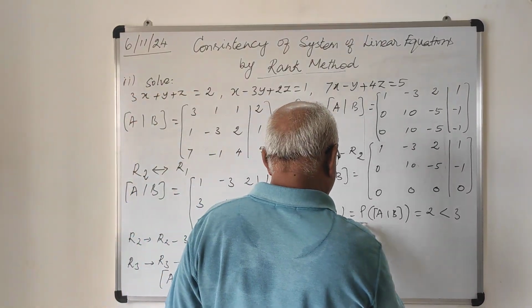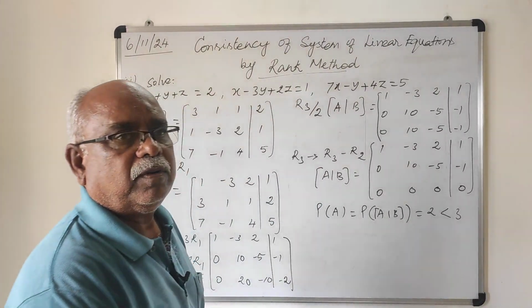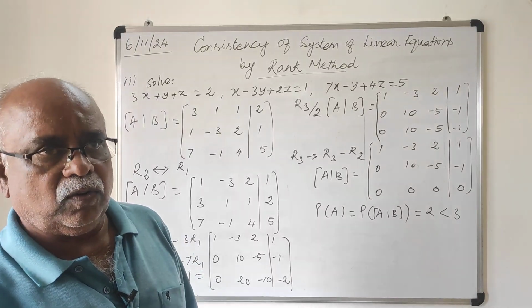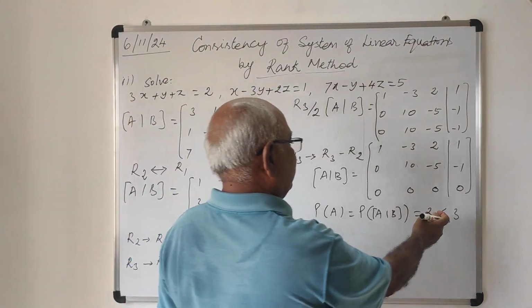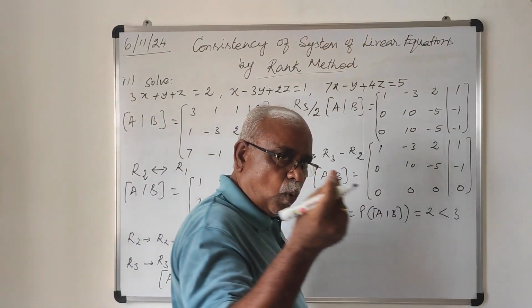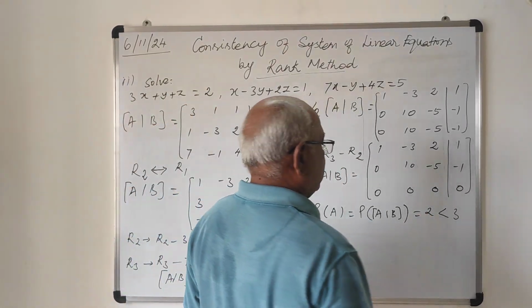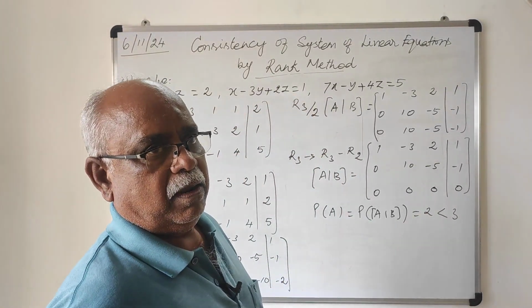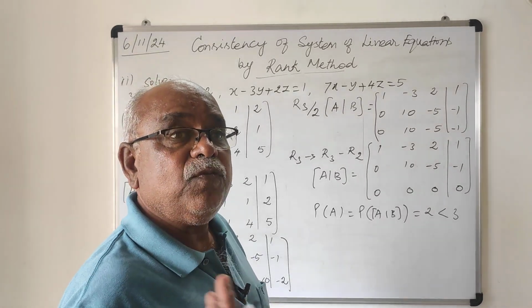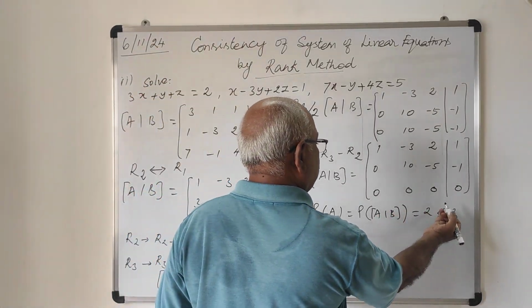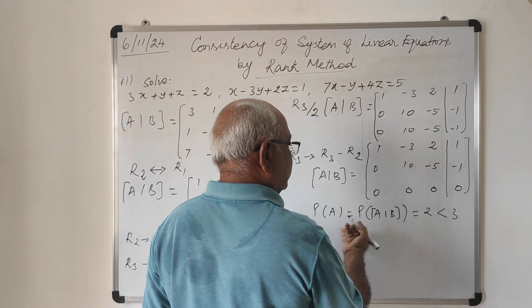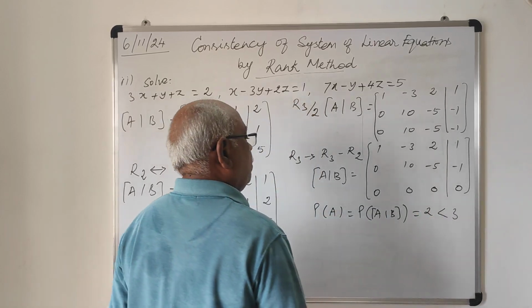In this case also, the rank of the coefficient matrix and the rank of the augmented matrix are equal, but less than 3, equal to 2. There are 3 unknowns, but the rank is 2. In this case, the system is consistent, but has infinitely many solutions. The rank of the two matrices is less than the number of unknowns.